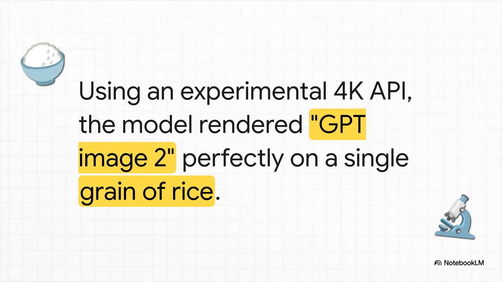Okay, I want to talk about detail for a second. Look at this number, 1. Now, just try to imagine an image so incredibly detailed that you could actually find words written on a single grain of rice. Because they actually did it.